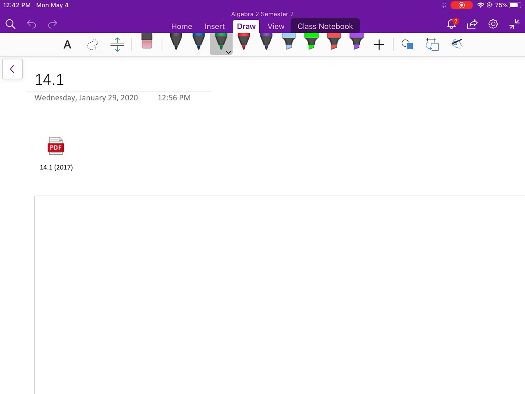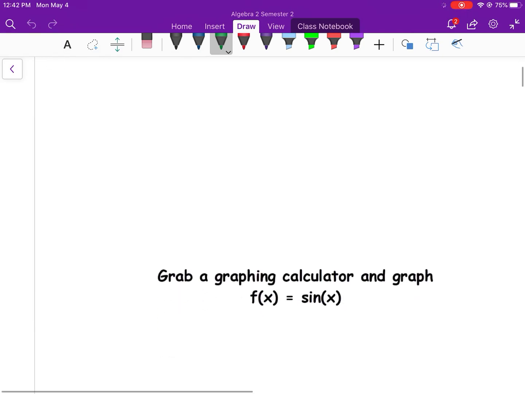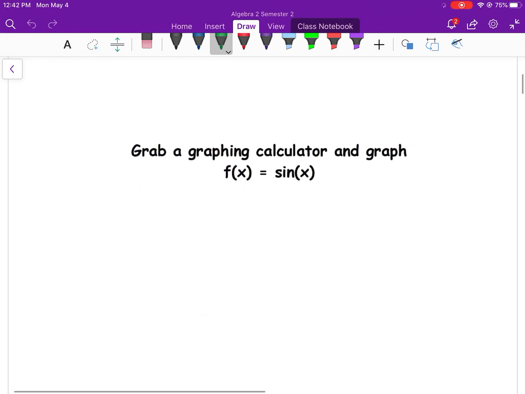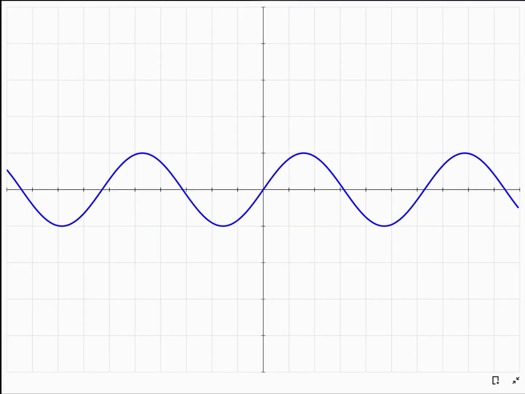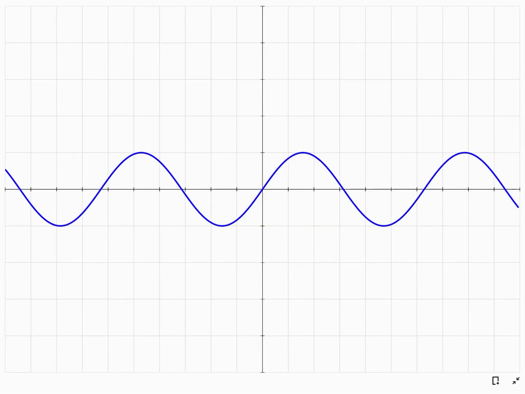14.1, we're going to start graphing trig functions in this section. If we were in class, I'll have you grab a calculator and graph sine of x, and this is what you would get. What you're noticing, it looks like a wave. All trigonometric functions, well, I shouldn't say all, sine and cosine will look like a wave.